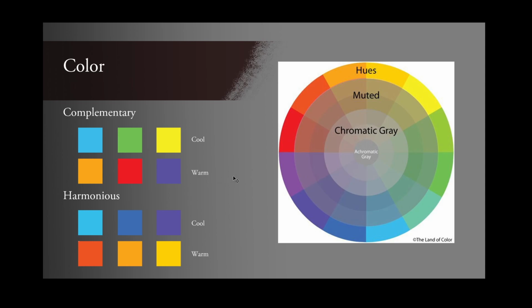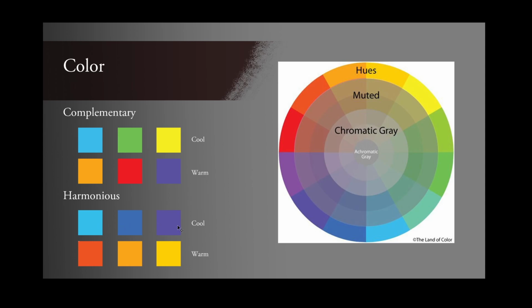But temperature is relative. You could say that yellow is a warm color when you compare it to blue, right? It's warmer. But when you compare yellow to purple, which is a very hot color, it's much cooler, okay? So color temperature is relative, and the complementary colors are generally going to be opposite temperatures when we talk about them. Now back to harmonious.